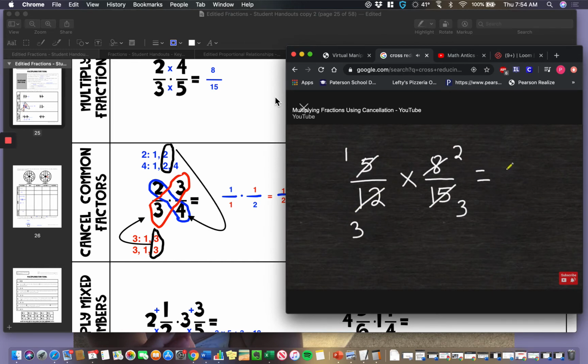Last, we multiply our remaining numerators, and that would give us 2, and the 2 denominators at the bottom of 3 would give us a product of 9. So 5/12 multiplied by 8/15 is equal to 2/9.